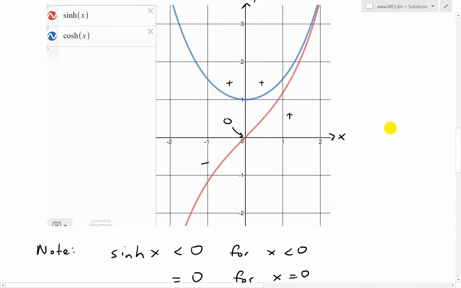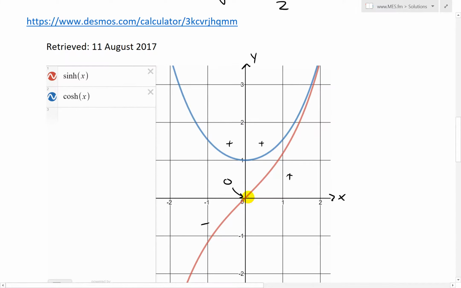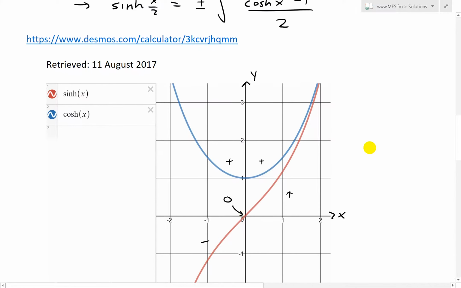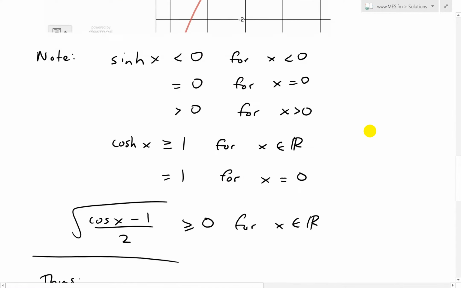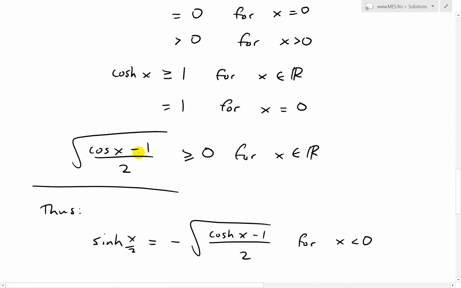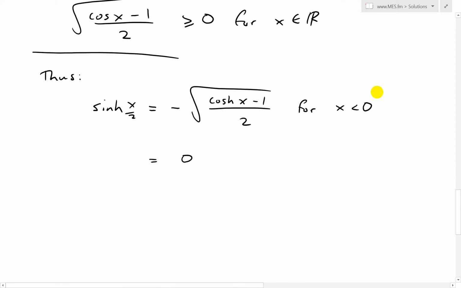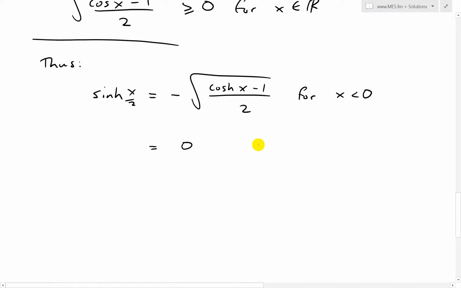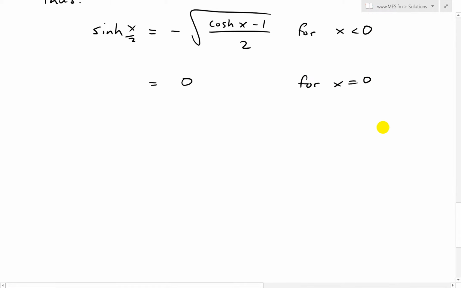you can even look at it on both sides. Sinh 0 is going to be 0, but also we have cosh 0 minus 1. Cosh 0 is 1, 1 minus 1 is 0. So the square root of 0 is 0. So this equals 0, and this is again for x equals 0. And then this equals plus, just plus the square root of cosh x minus 1 over 2. This is going to be just positive. And this is again for x greater than 0.